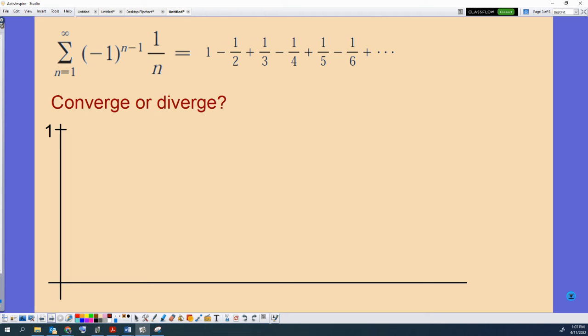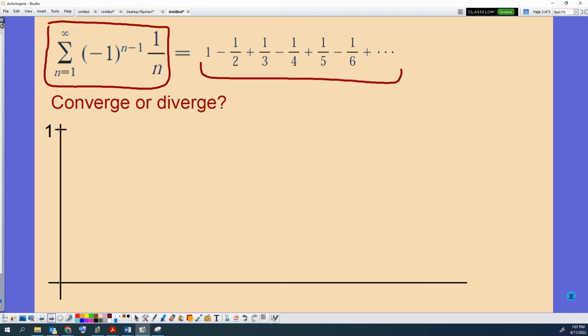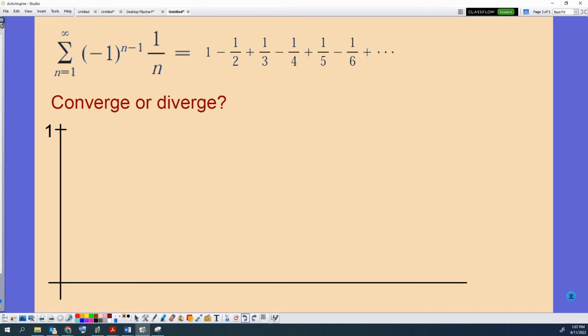So here's the alternating harmonic series. You can see it in sigma form here, and you can see it expanded here. And the question is, does this converge or diverge? So let's explore this a little bit.